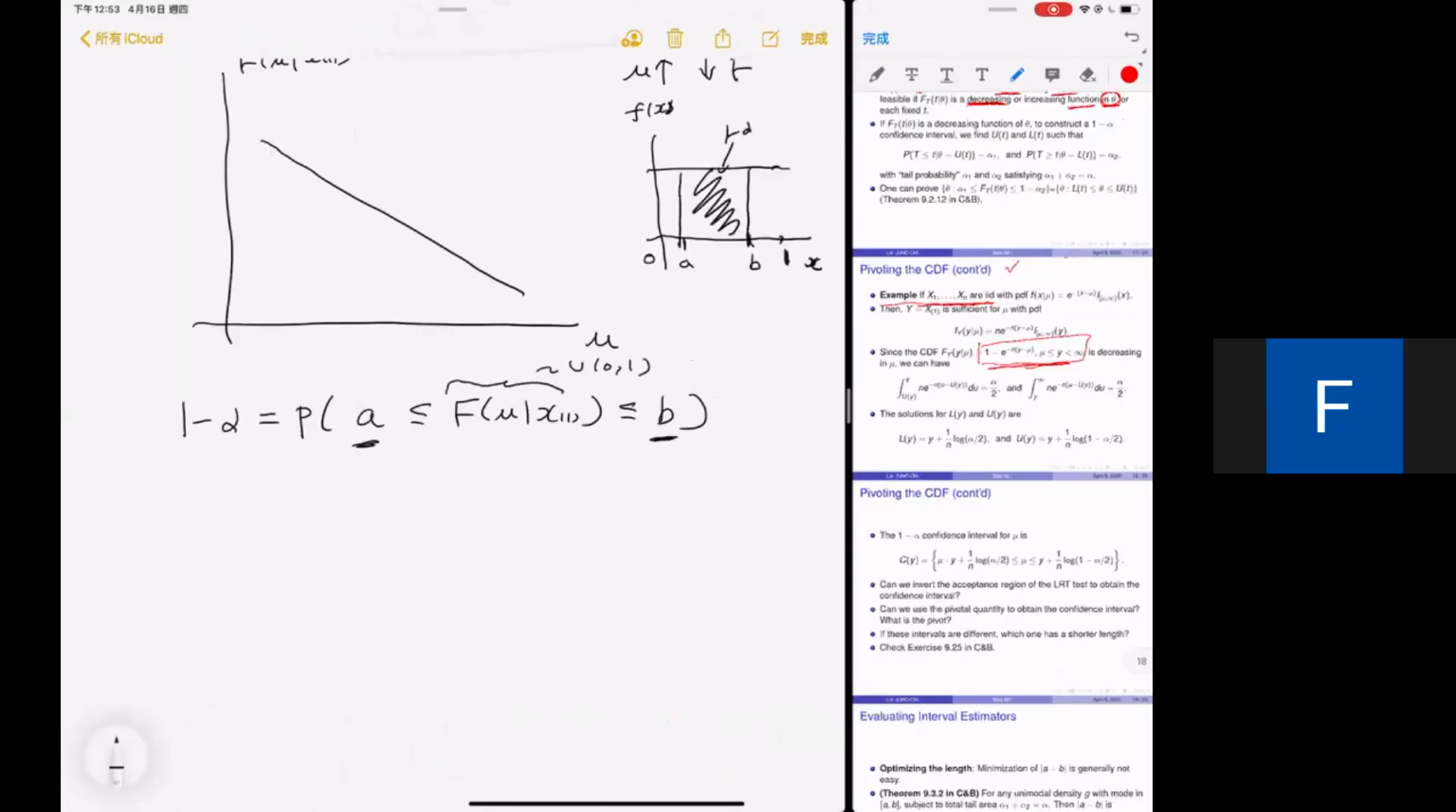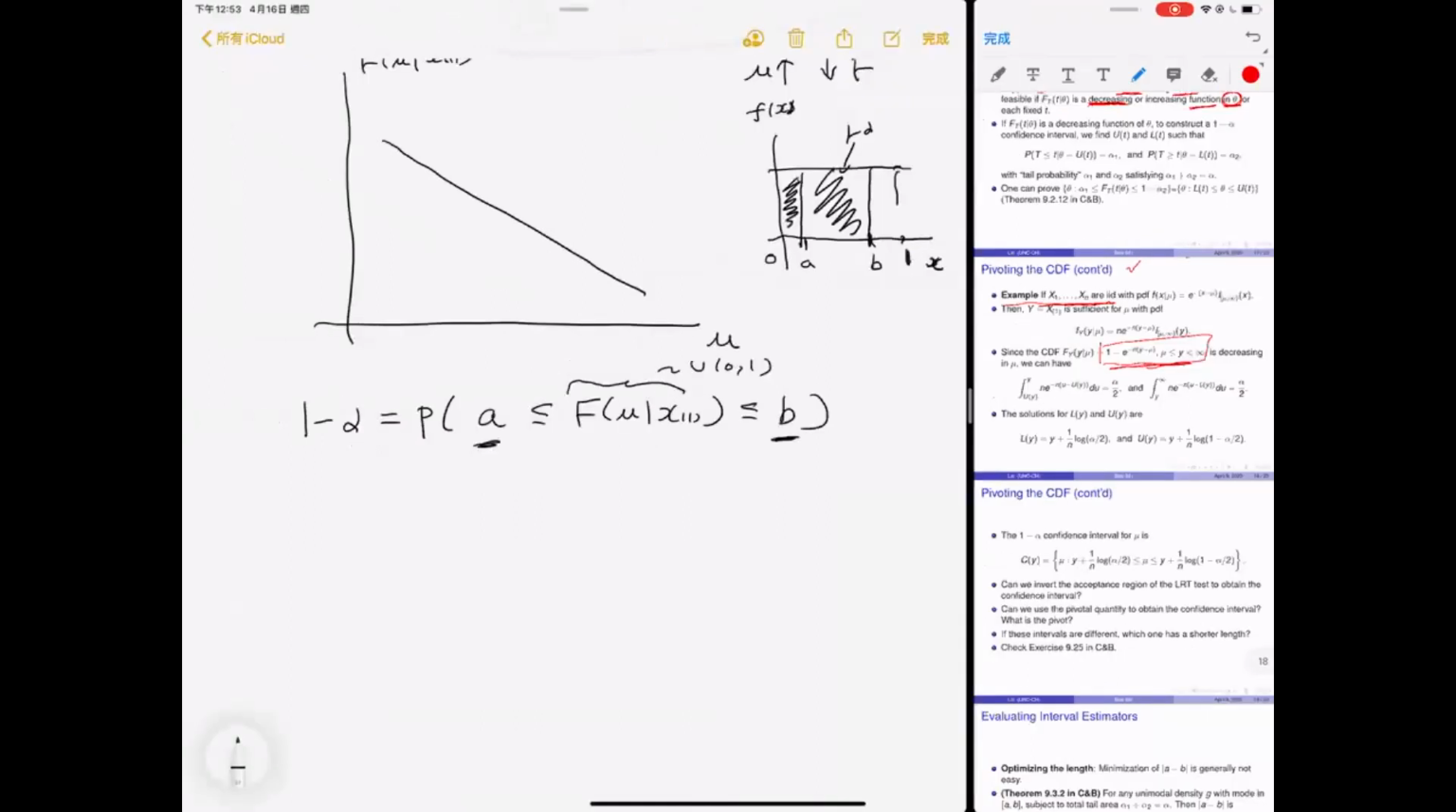Then, depending on what you want to have, there is a left hand side and a right hand side. Normally we'll say the left hand side is alpha over 2, and the right hand side is alpha over 2 as well. In terms of probability, in terms of area, that tells you A should be alpha over 2, because the height right here is 1.